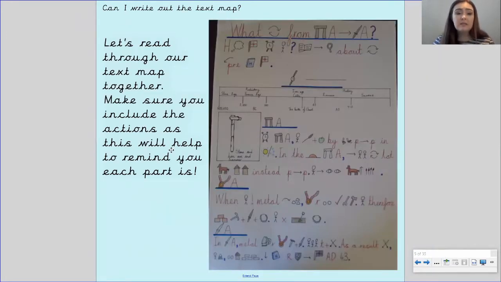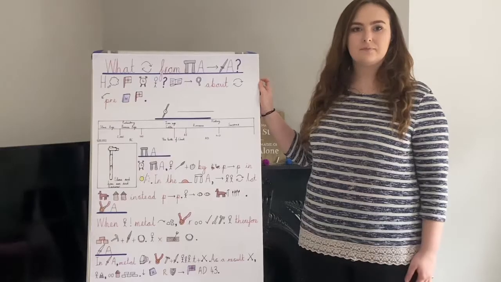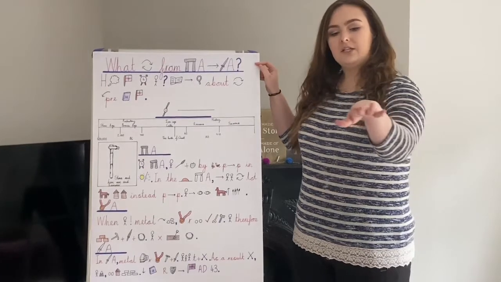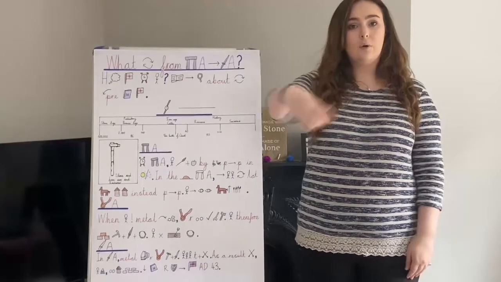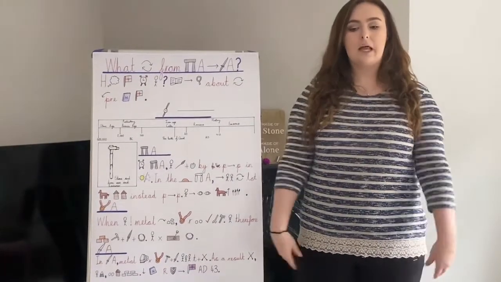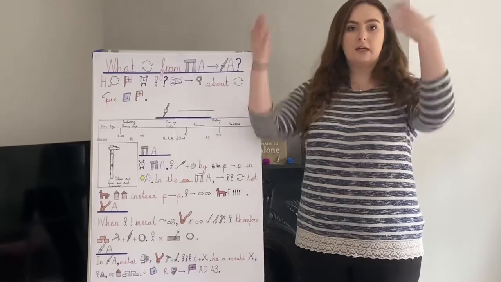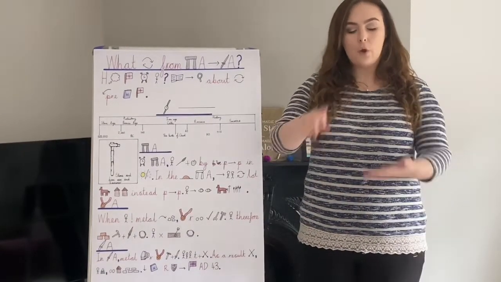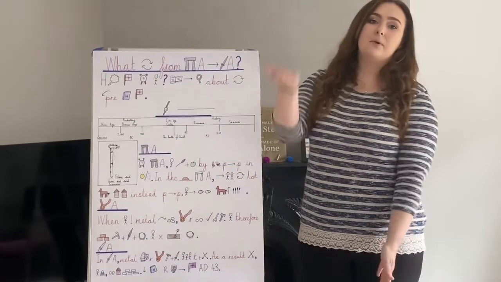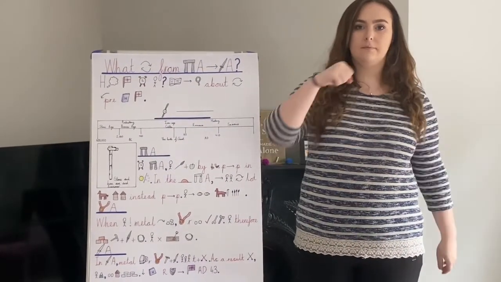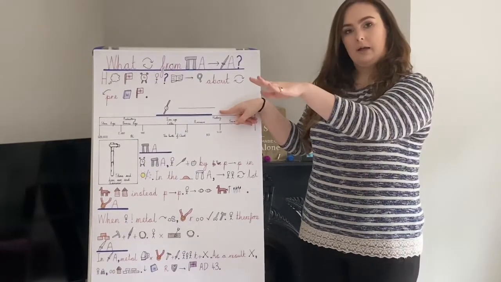So let's read through our text map together again. Make sure that you include the actions as well, as this will help to remind you what each part is. What changes happened from the Stone Age to the Iron Age? Have you ever wondered what life was like in Britain for the earliest humans? Read on to find out about the changes that happened in the prehistory of Britain. Timeline.